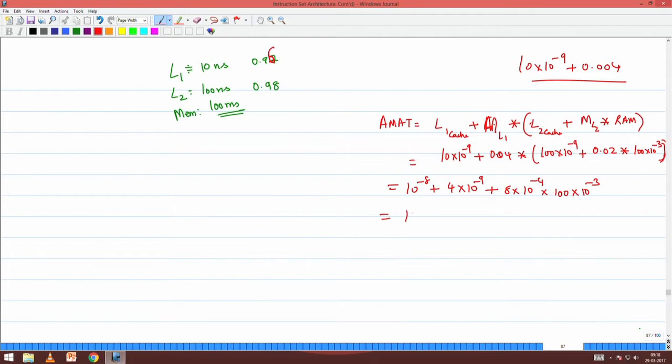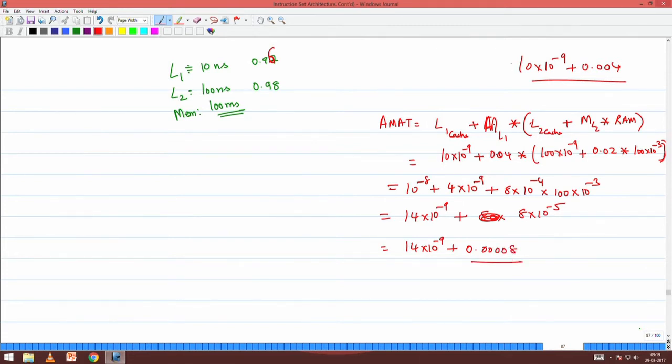So, this is 10 power minus 8 plus 100 into 0.04 is 4, 4 into 10 power minus 9 plus 0.04 into 0.02 is 4 into 2, 8 into 10 power minus 4 into 100 into 10 power minus 3. So this is 14 into 10 power minus 9 plus 8 into 10 power minus 5. So you get 14 into 10 power minus 9 plus 0.00008.